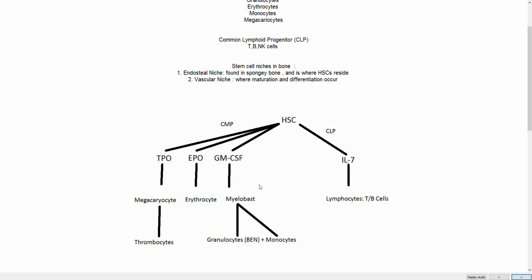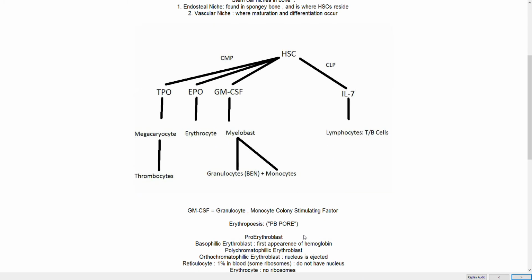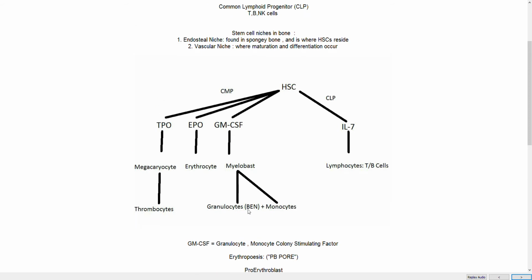And finally, we have granulocyte, monocyte, colony stimulating factor. So that's exactly what it does. It stimulates the common myeloid progenitor to produce this myeloblast cell, and then this can differentiate into granulocytes or monocytes. So granulocytes are those white blood cells, basophils, eosinophils, and neutrophils, and monocytes will develop into macrophages.